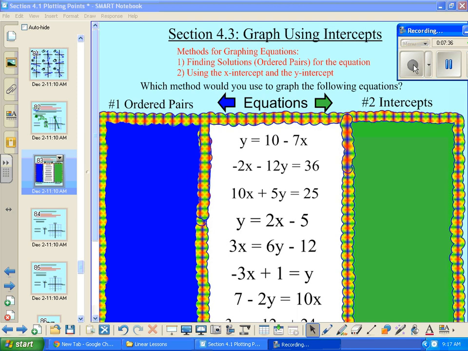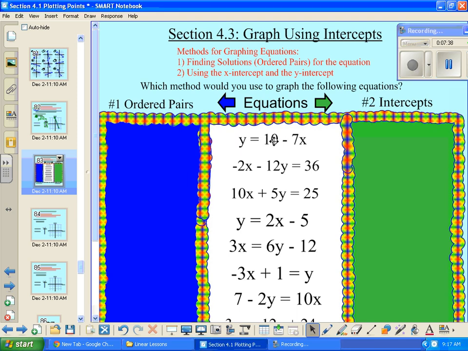So if I look at the very first problem here, this first equation says y equals 10 minus 7x. This equation is solved for y. y is all by itself on the left side.